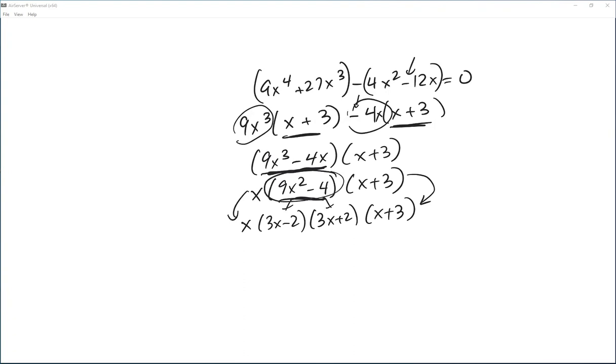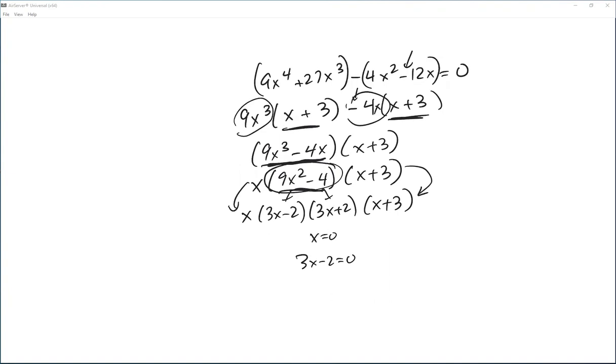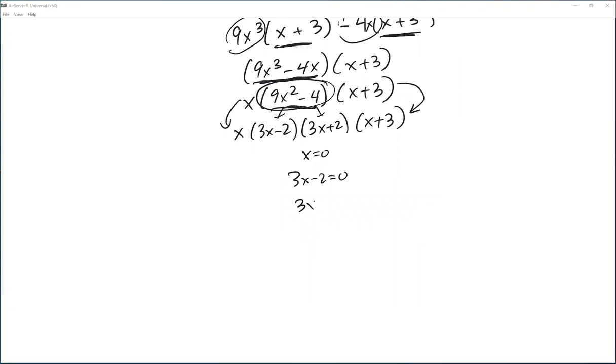You make each of these terms equal to 0. So x is equal to 0, 3x minus 2 is equal to 0, 3x plus 2 is equal to 0, and x plus 3 is equal to 0. You make them all equal to 0. So our 4 solutions are 0, then you add the 2 and divide by 3, it'll be 2 over 3, negative 2 over 3, and x equals negative 3. Those are our 4 solutions to this problem. Okay?